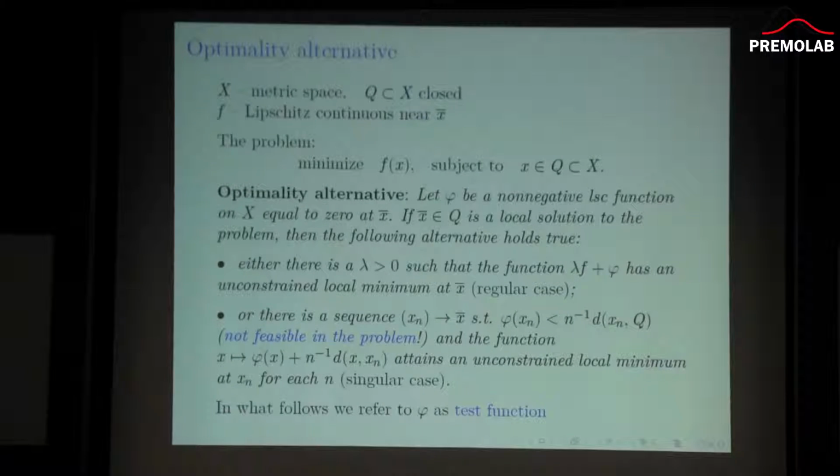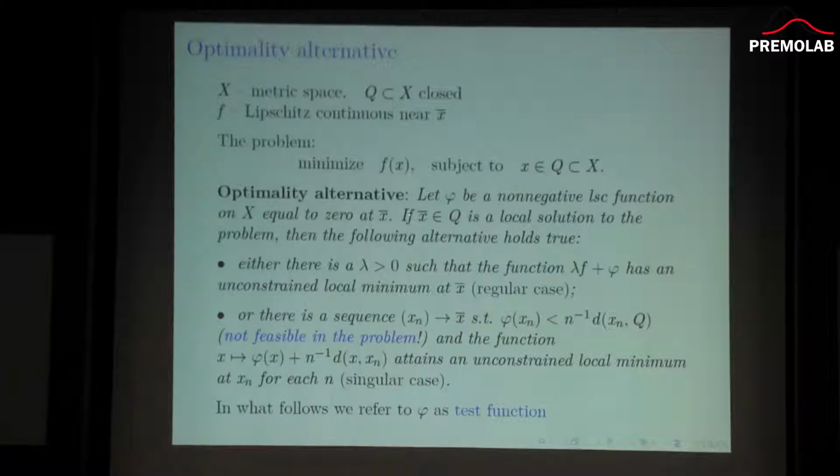So let us consider this time a fairly abstract problem. We minimize f on a certain set Q, which can be very complicated, defined in a very complicated way, and so on. And then it turns out that whenever you have a function phi, of which we require only that it is non-negative and lower semi-continuous, and equal to 0 at x bar. That's it.